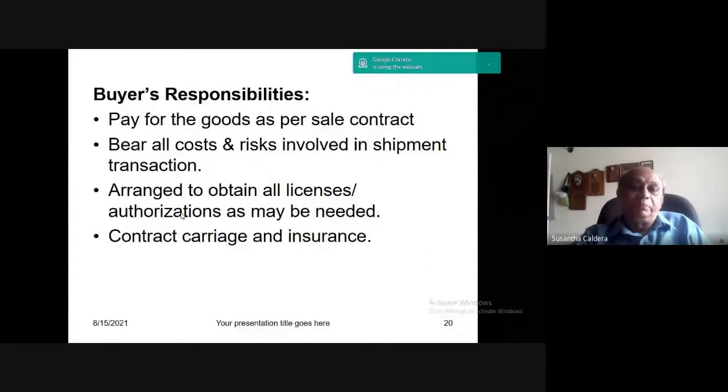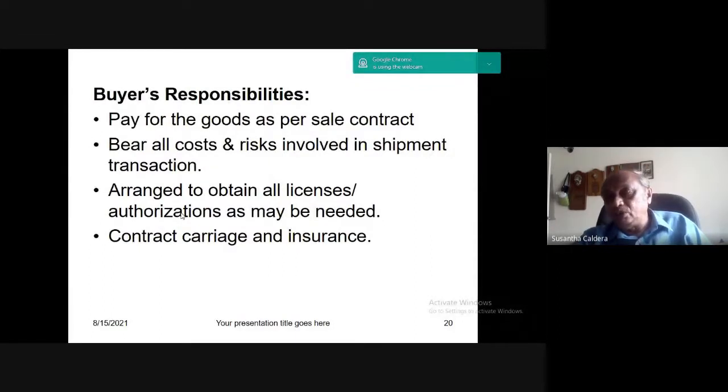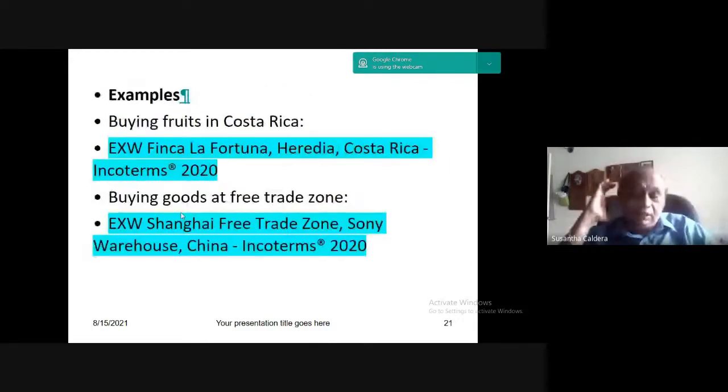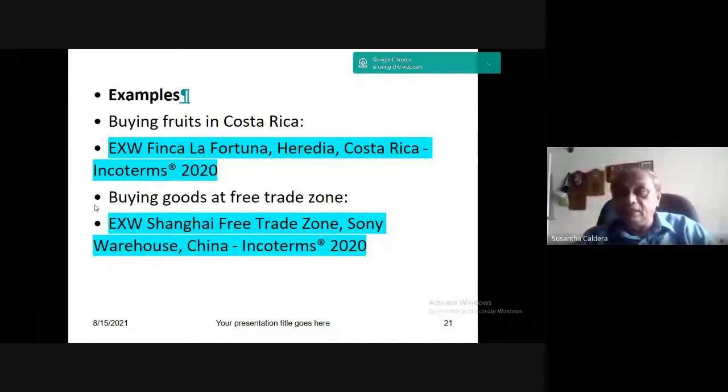The buyer's responsibilities: pay for the goods as per the sales contract. Bear all costs and risks involved in the shipment transaction. Arrange to obtain all licenses and authorizations as may be needed, and contract carriage and insurance. All buyers. Now, examples under EXW, how we are quoting the Incoterm.